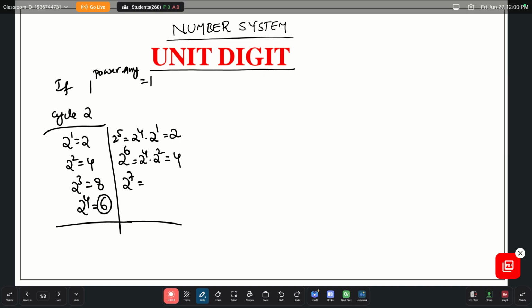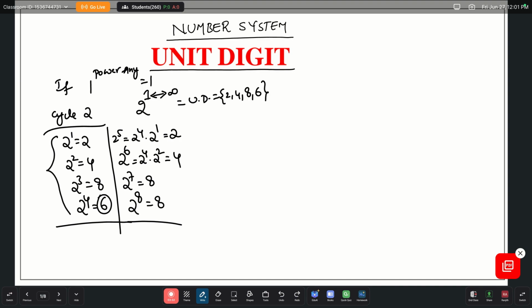Next, 2 power 5 equals, if you don't know the value of 2 power 5, we need to write 2 power 4 into 2 power 1. So 2 power 4 is already 6. 6 2s are 12. Unit digit is 2. 2 power 6 equals 2 power 4 into 2 square. So again 6, 6 4s are 24. Unit digit is 4. 2 power 7 directly will go with 8. 2 power 8, so unit digit will be equal to 8.